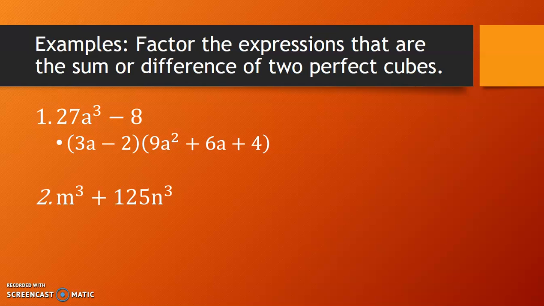This one is the sum of two perfect cubes. So I have this cube root of m to the third would be m, and then the cube root of 125n to the third would be 5n. So writing this one out would be m plus 5n, and then m squared minus 5mn plus 25n squared. Again, m squared is that first term. The middle term there is the two cube roots together, so 5n and that m multiplied would be 5mn. I'm just putting those letters in alphabetical order, and then squaring that second term, 5n, is how I get 25n squared.